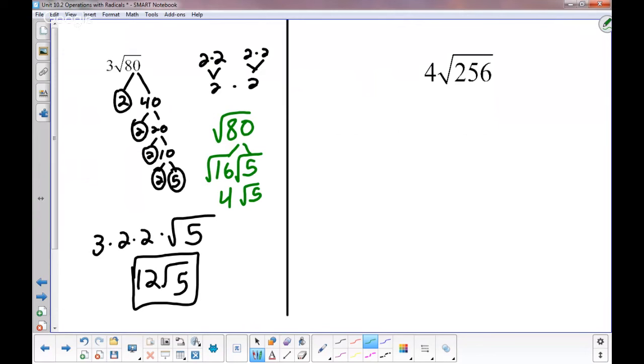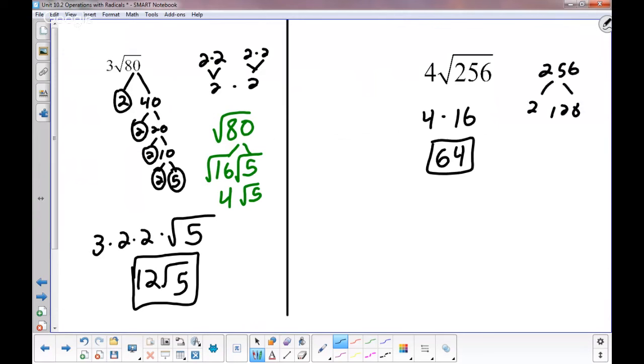All right, so let's look at the second one here. It gives us 4 times the square root of 256. 256 should stand out to you guys. That is a perfect square. So automatically we should know that the square root of 256 is 16. And then 4 times 16 gives us 64.